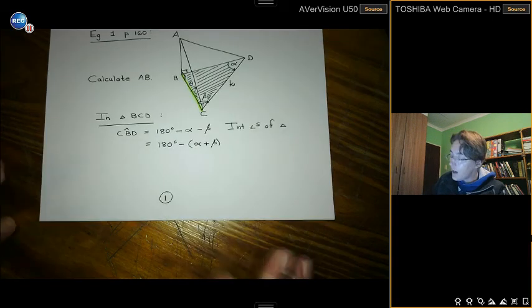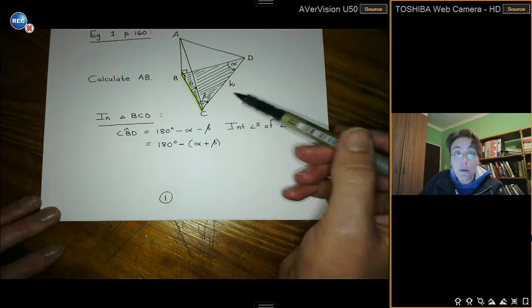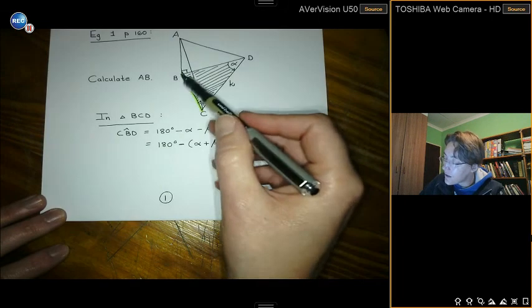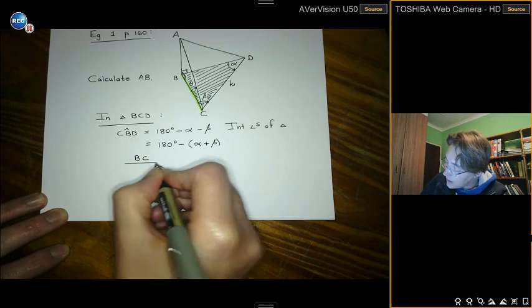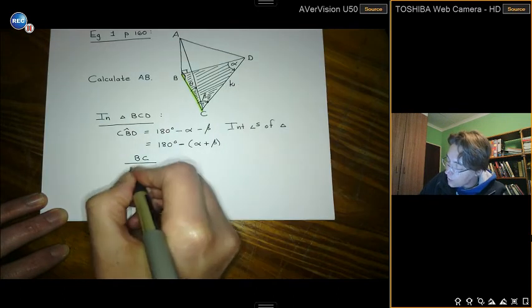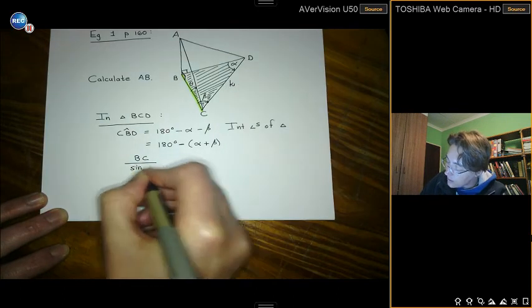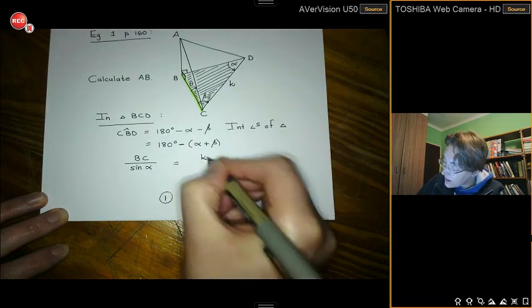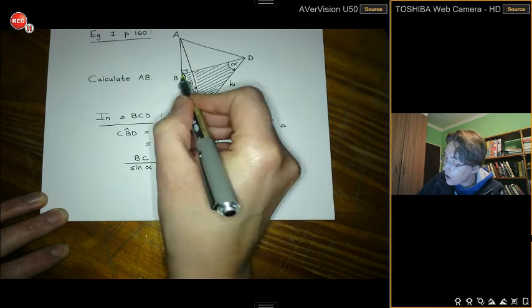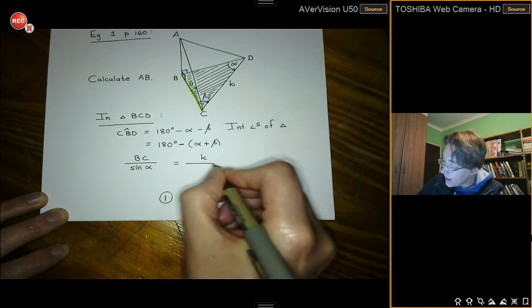Okay, now what we're going to say is we're using the sine rule, and we're specifically using the sine rule to calculate that BC. So we're saying BC over the sine of the opposite angle, which is alpha, is then going to be equal to K, which is that given little side, over the sine of the opposite angle, which is this one that I've just calculated.